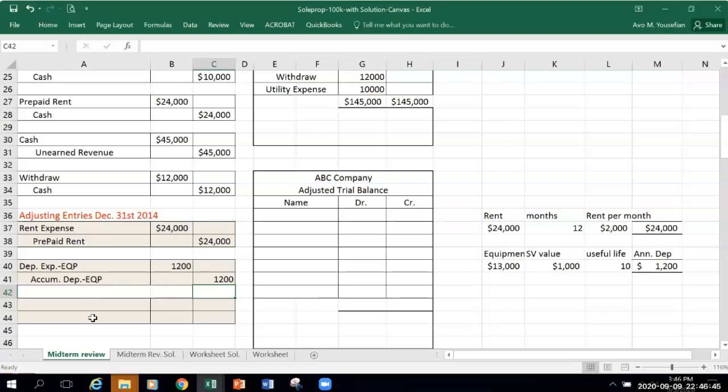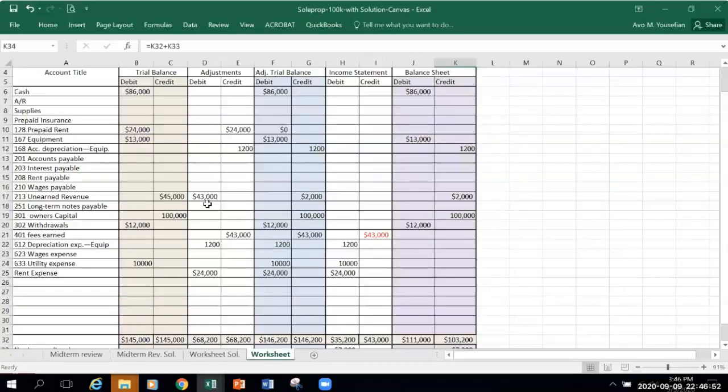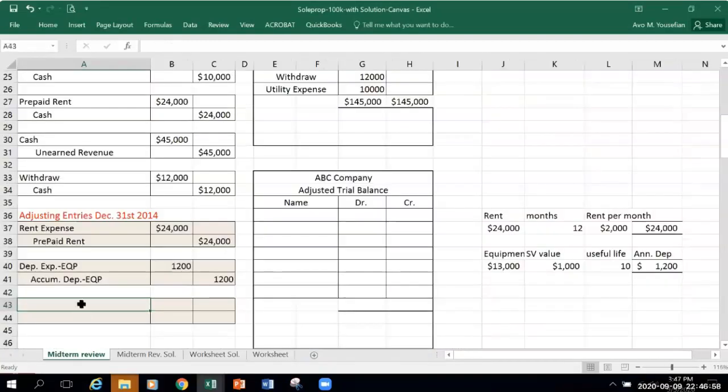And let's do the next one. So the next one was about what? I forgot, so let's look at it. Unearned revenue debit and revenue credit. Okay, perfect.